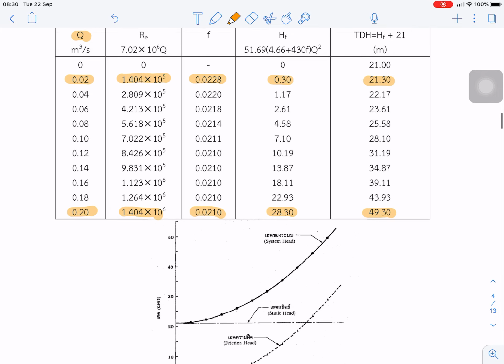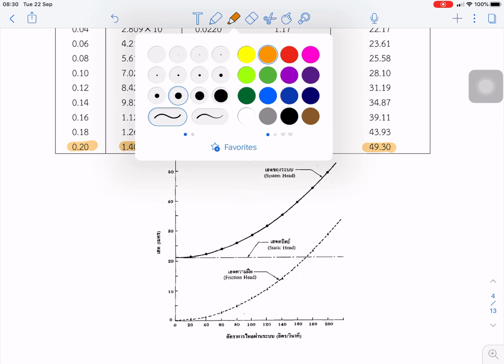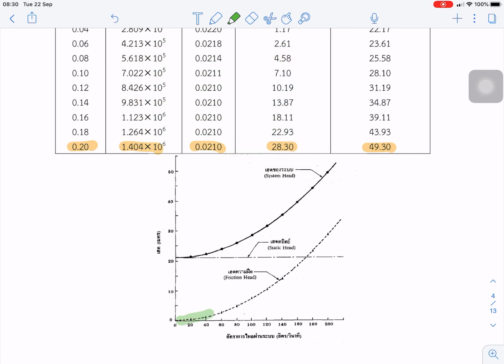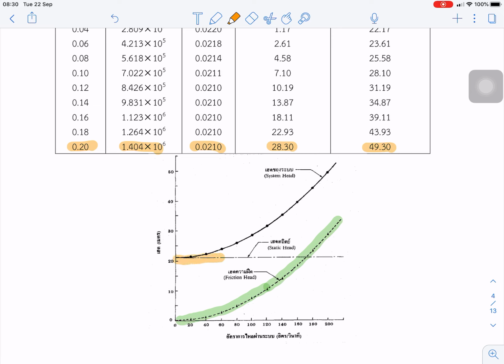And next we can plot the curve like this. So this is the friction loss, and this is the static head. So we can come up with this, the total dynamic head for this pipe system.